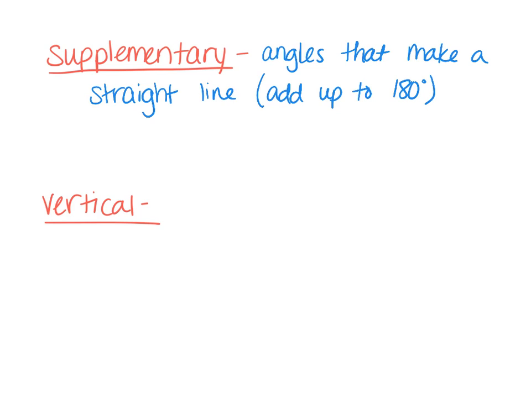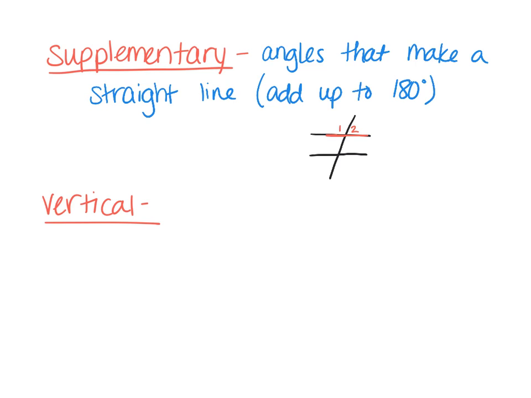So, for instance, if I have my diagram again, I'll make it a little bit smaller this time, I want you to look at angles 1 and 2. Do you see how together they make this straight line that I'm highlighting in red? That means those two are supplementary angles and they have to add up to 180 degrees.